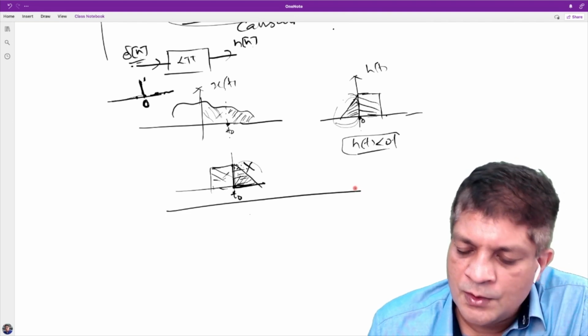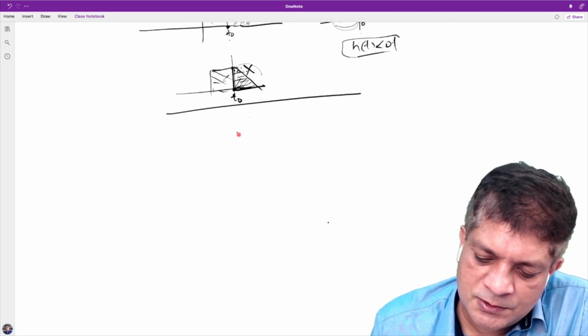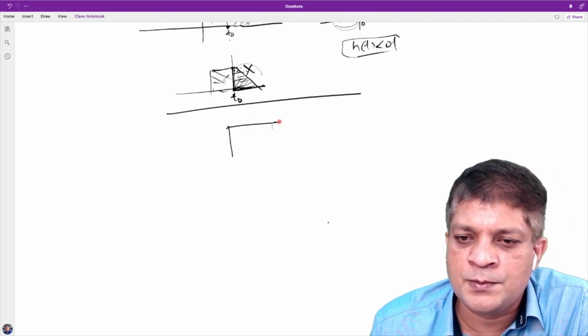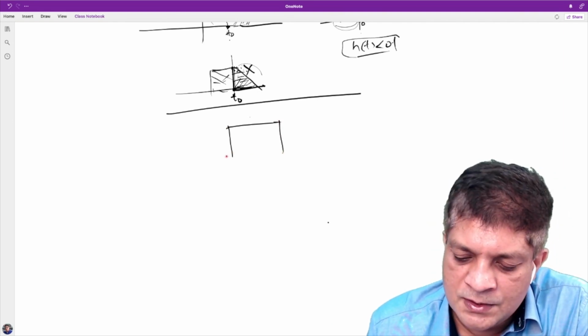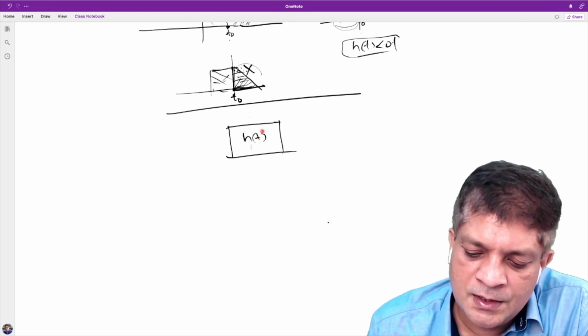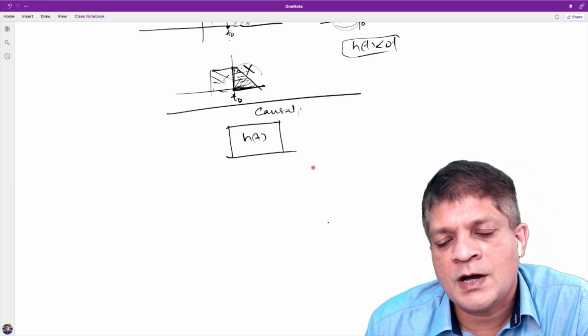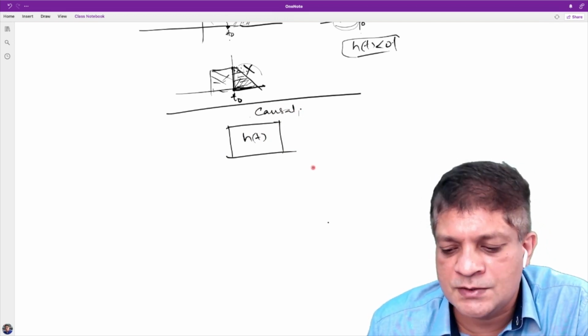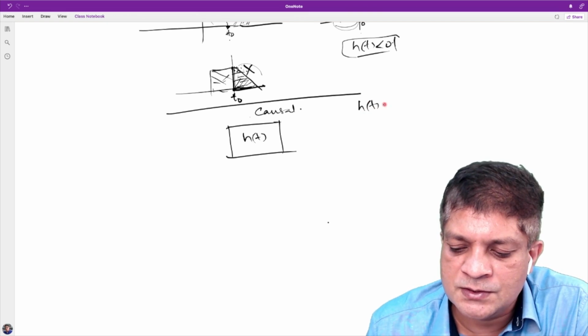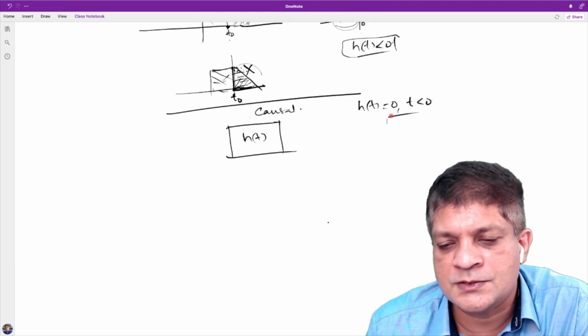Okay, so now we can extend this result. There are some important properties, which we can prove graphically. Suppose we have a linear time invariant system h(t), and the system is causal. That means h(t) is 0 for t less than 0. For negative values of t, h(t) is 0.